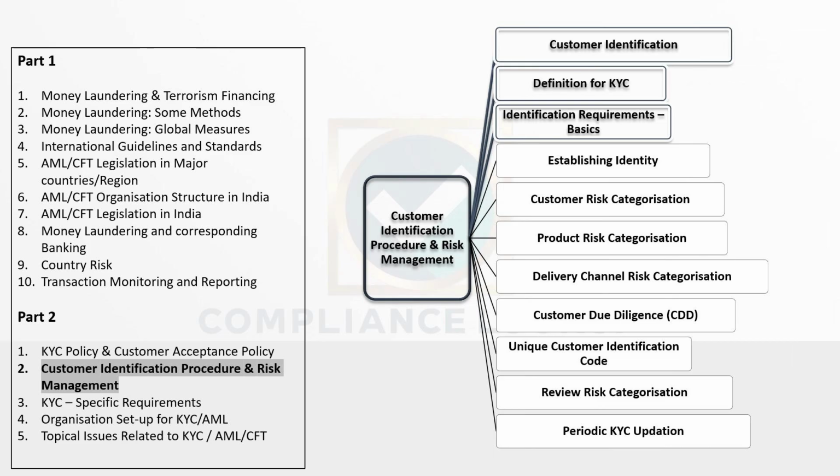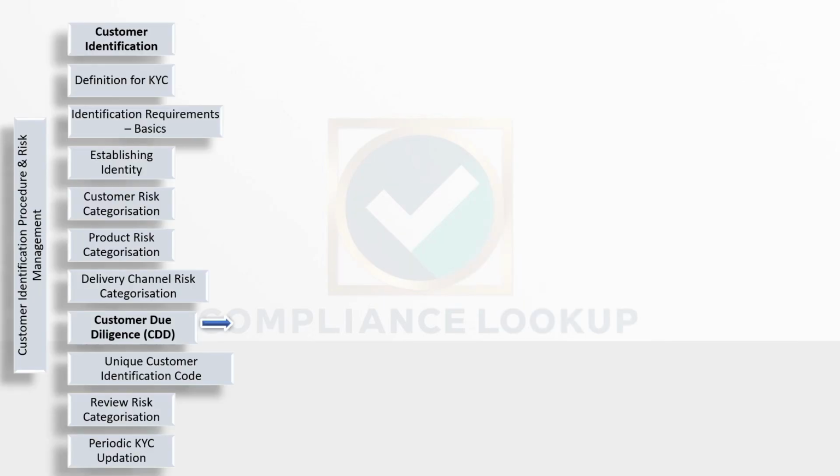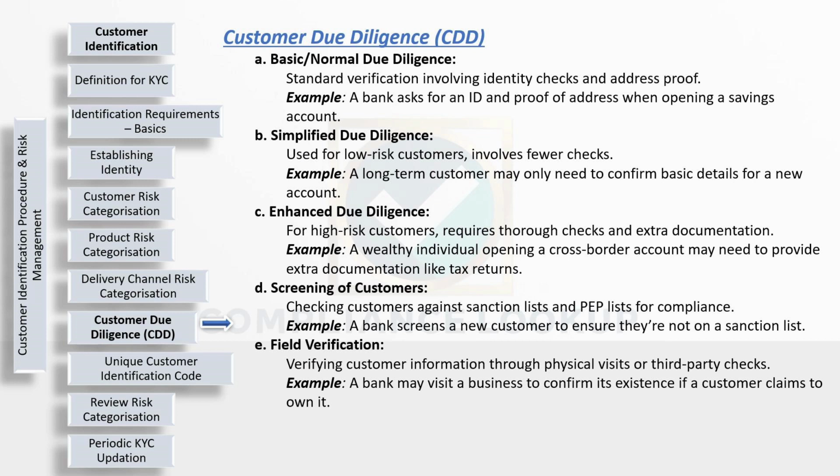Now, coming to our topic, what is customer due diligence? This is the standard level of verification done when a customer has no higher risk factors. It typically involves identity checks, address verification, and assessing the customer's financial status. Example: when a customer opens a savings account, the bank asks for a government issued ID, proof of address, and verifies the customer's signature.